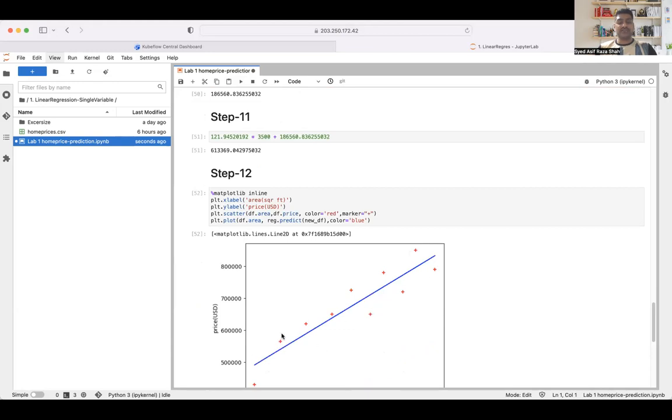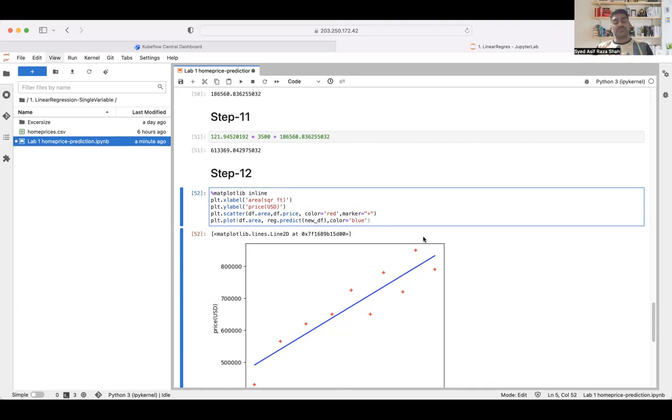So this is the blue line we can draw in this way. Similarly, after a scatter plot, you can see that we are giving the area and our predicted data related to the new data frame, right? So here, in the 12th step, you can draw this plot along with the blue line as well. So this is all about how we can use the linear regression model. We can train the linear regression model, and we can do the prediction based on the single variable.